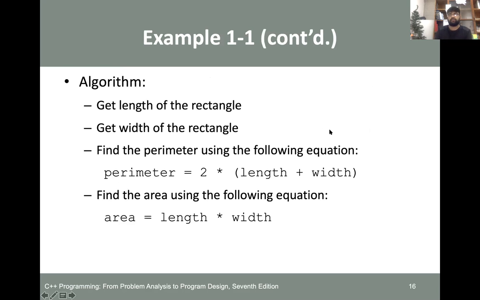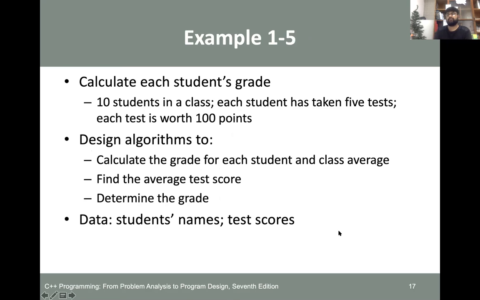So our algorithm, if you want to come up with one, simply states that first get the length of the rectangle, then get the width of the rectangle, then use the formula of perimeter and find the perimeter. Similarly, use the area variable and determine the area using the formula. And finally you need to display it, or you might be done with it. Similarly, another example for an algorithm is to calculate each student's grade.